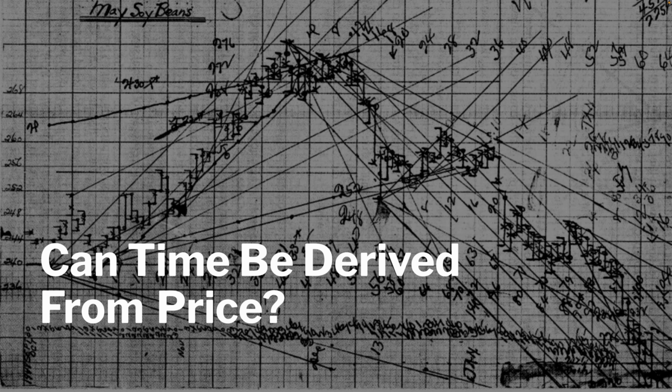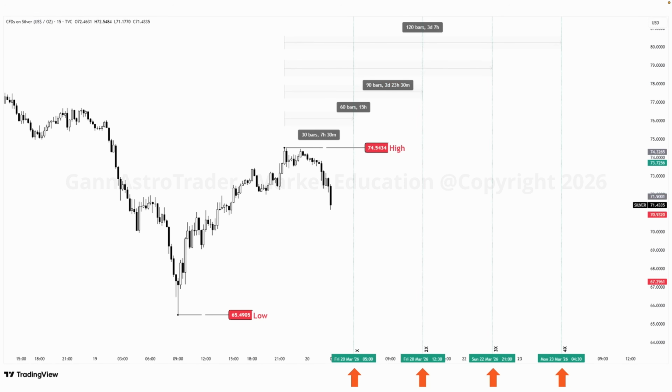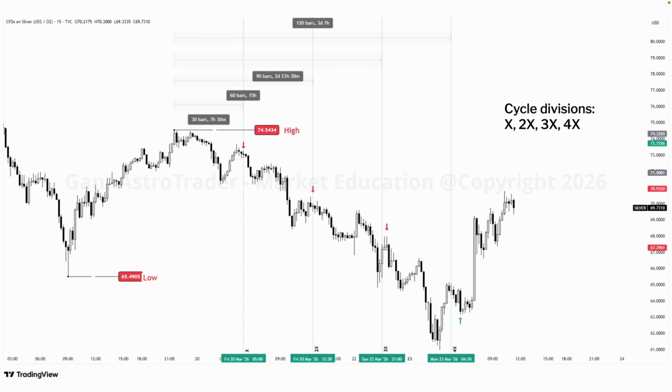Let's start with a simple question. Can time be derived from price? Here we take the range and apply some math. This gives us a cycle. And when we divide that cycle, we get specific points where the market is more likely to respond.